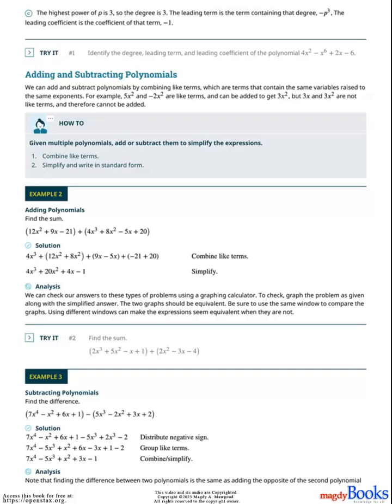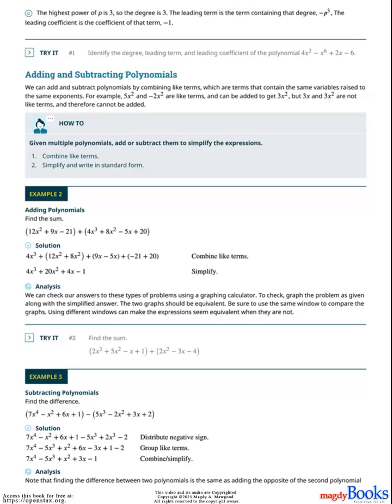1.4.2. Adding and subtracting polynomials. We can add and subtract polynomials by combining like terms, which are terms that contain the same variables raised to the same exponents. For example, 5x squared and negative 2x squared are like terms, and can be added to get 3x squared, but 3x and 3x squared are not like terms, and therefore cannot be added.